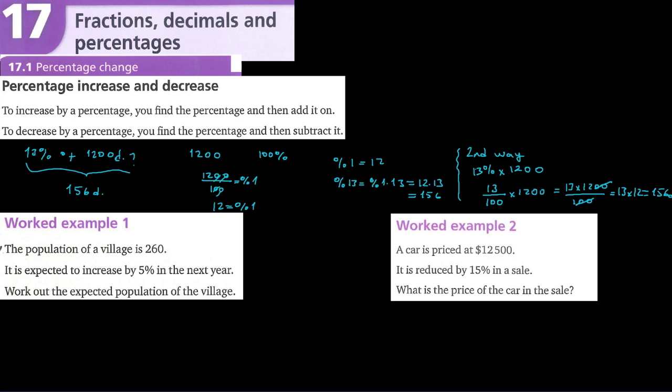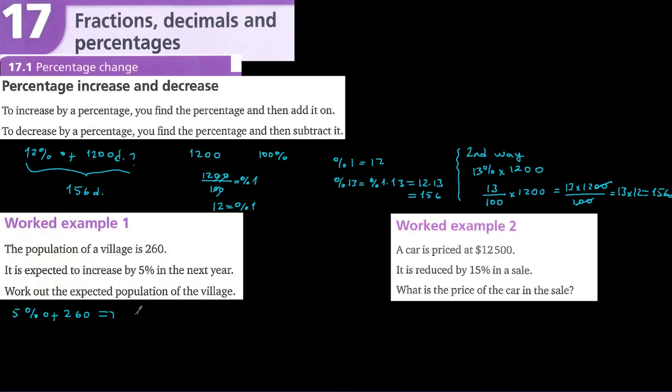And the first question: the population of a village is 260. It is expected to increase by 5% in the next year. So I'm looking for 5% of 260, and I'm going to add this percent to the population. Let's find firstly the 5%. This is 5 over 100, sorry.